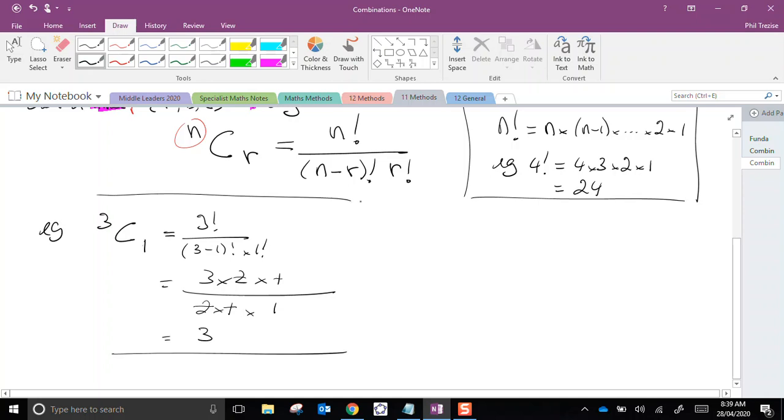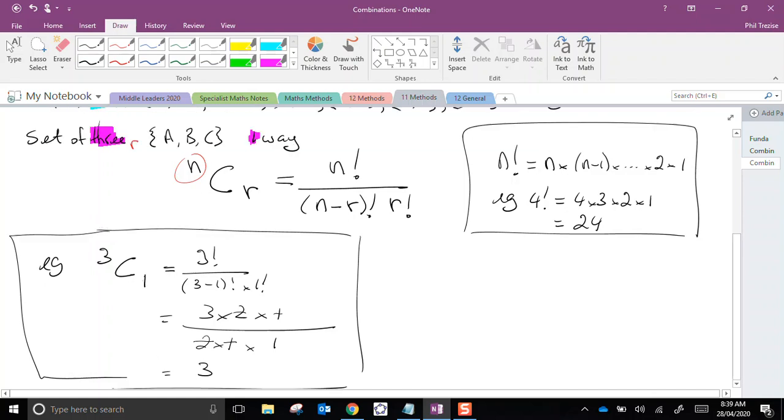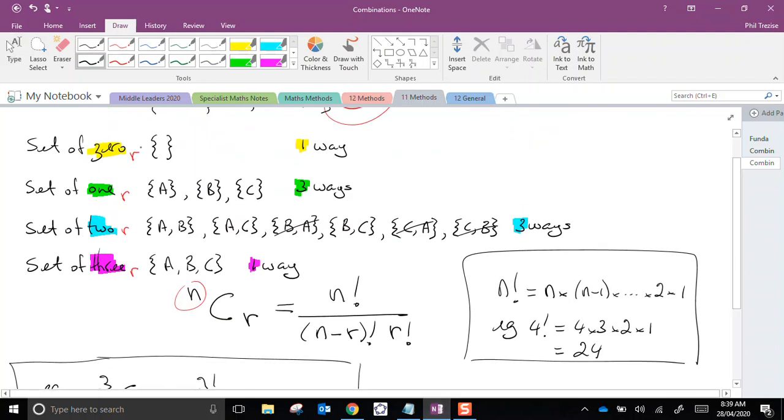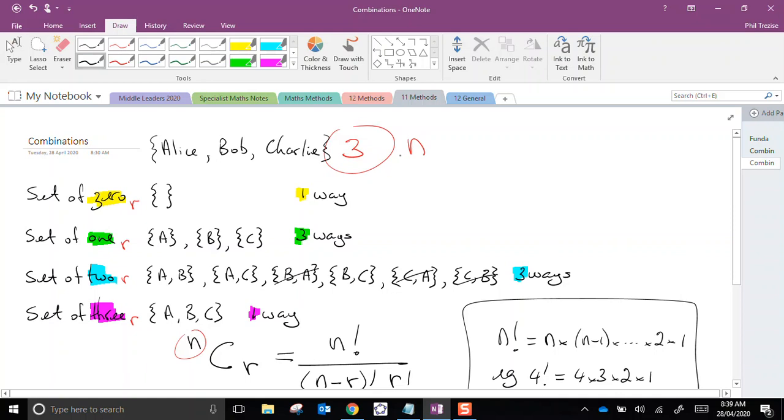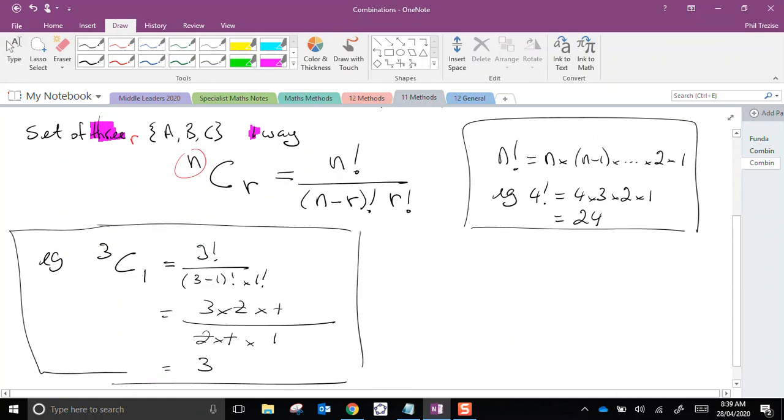Now did we find, sorry, lost control of my computer there. Did we find that when we had 3 objects available and we had to choose one of them, there were 3 different ways to do it? Yes, we did. When there were 3 people available, n was 3 and r was 1, there were 3 different ways that this selection could have happened.